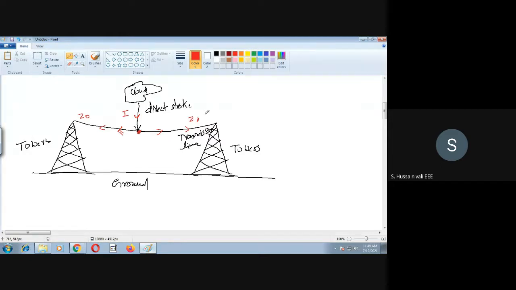Why is this true in most cases? Because we are taking a point approximately in the middle of the transmission line. So obviously we can consider it like this. Then in that case, if the impedances are the same, an equal division will be there, I by 2, I by 2. Okay, this is the division.